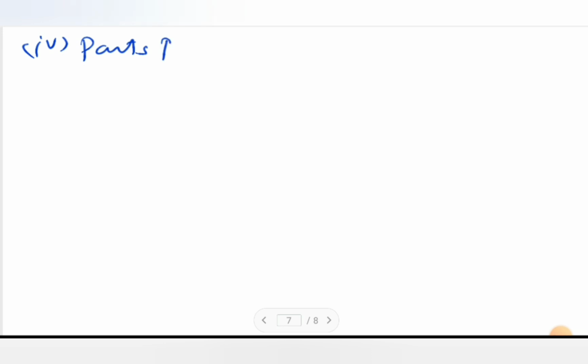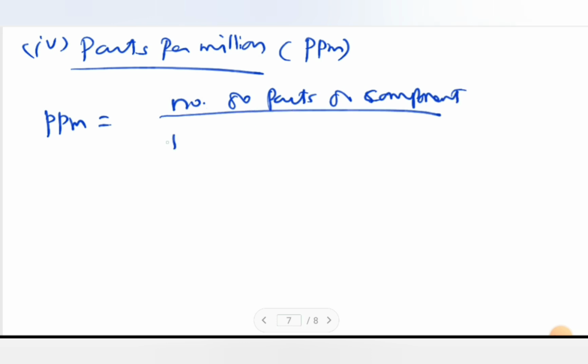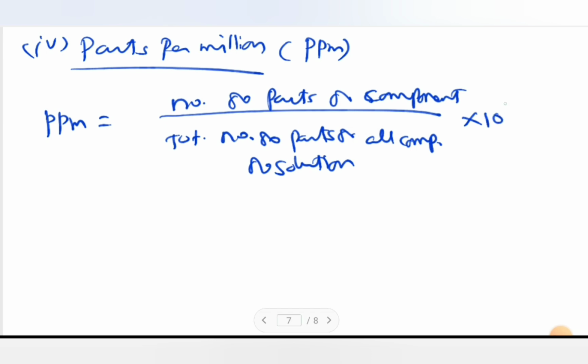Fourth one is nothing but parts per million, which is also called ppm. For ppm, the book definition says that ppm is equal to the number of parts of component divided by the total number of parts of all components of solution multiplied by 10 power 6.